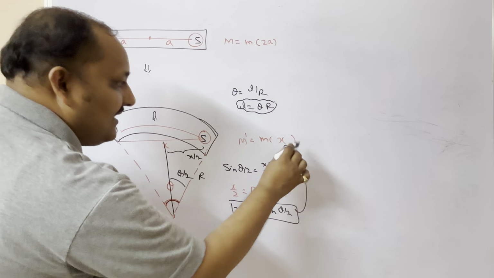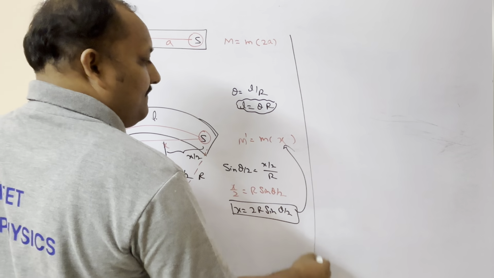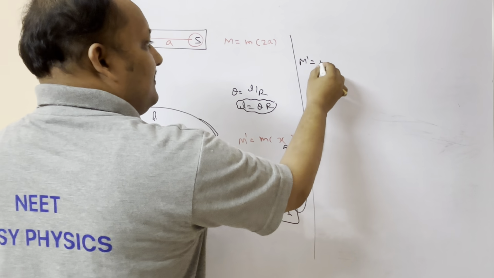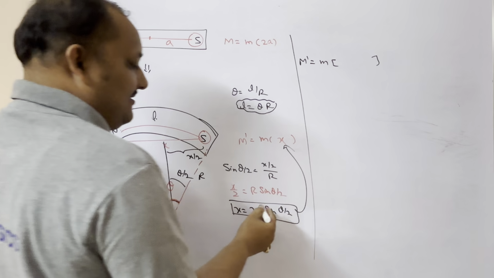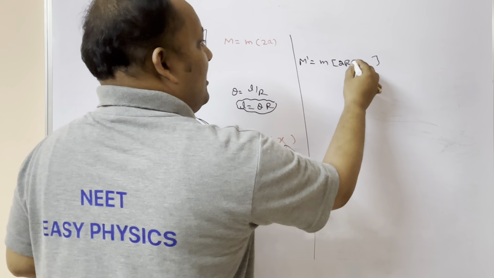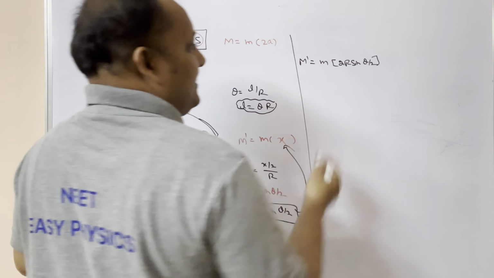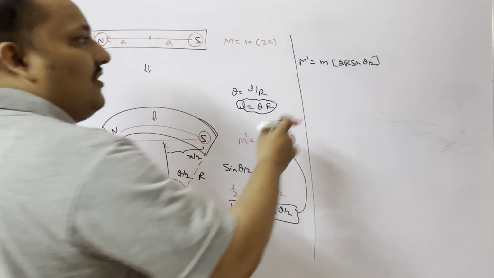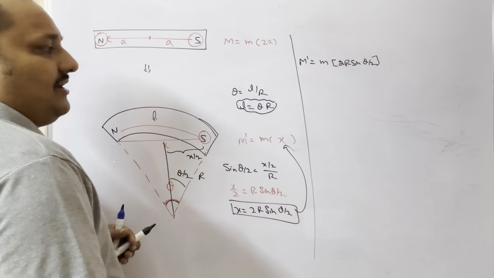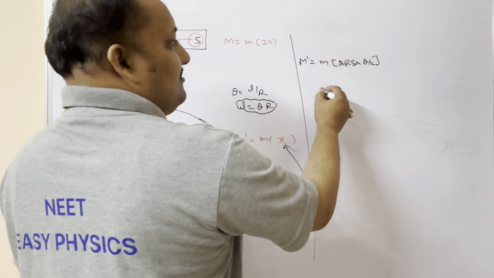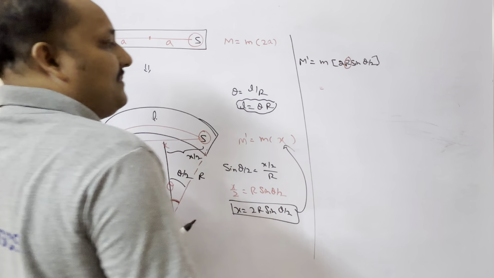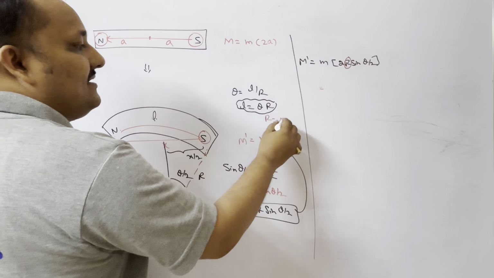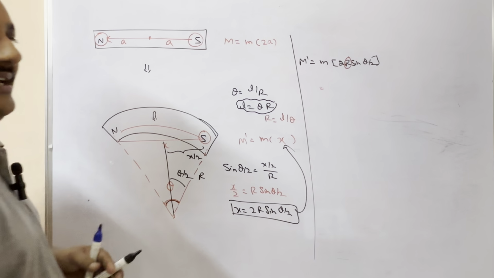Substitute this x in this equation. M dash equal to small m into what is x we got? 2r sin theta by 2. Derivation is not required for us, only the final formula is going to be important. Now, what is capital R? Capital R is equal to L by theta.